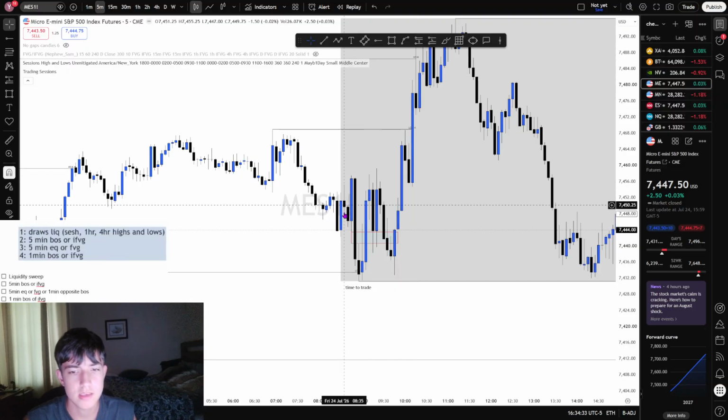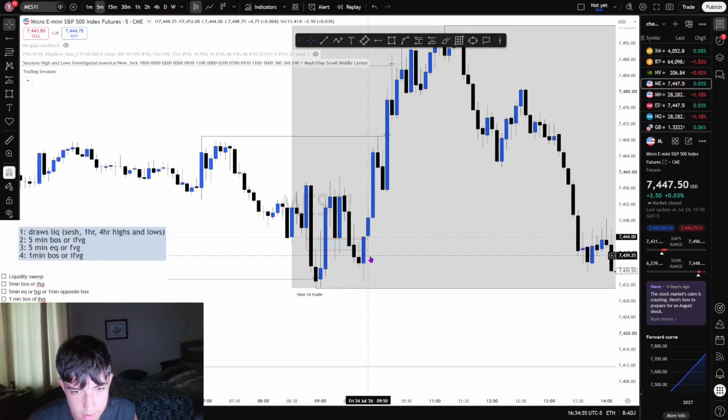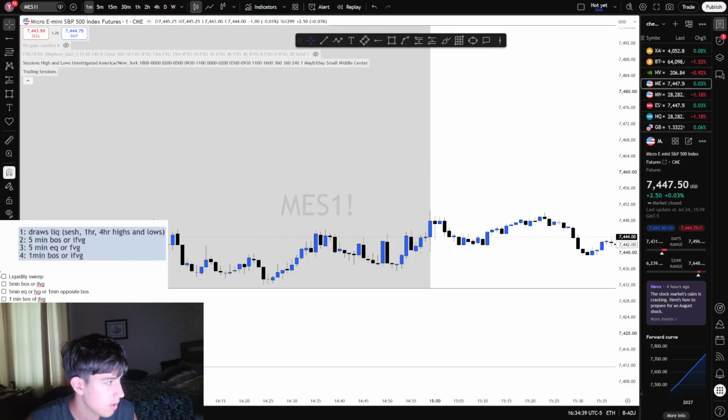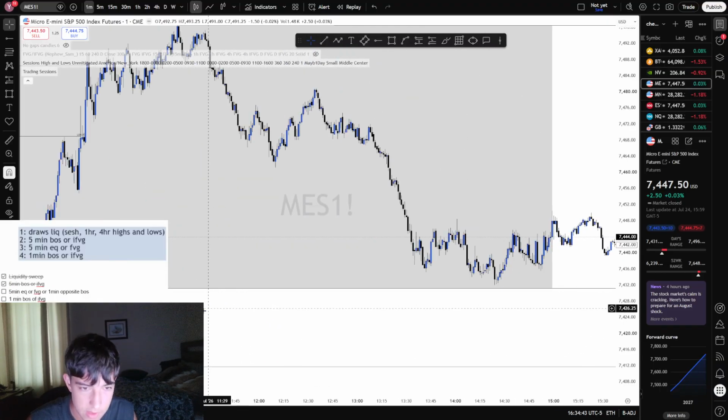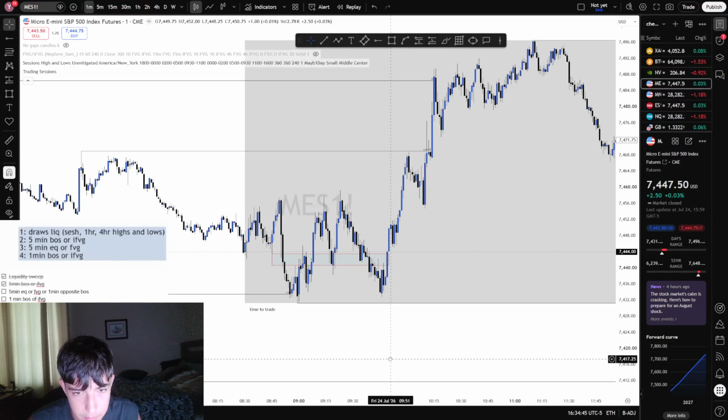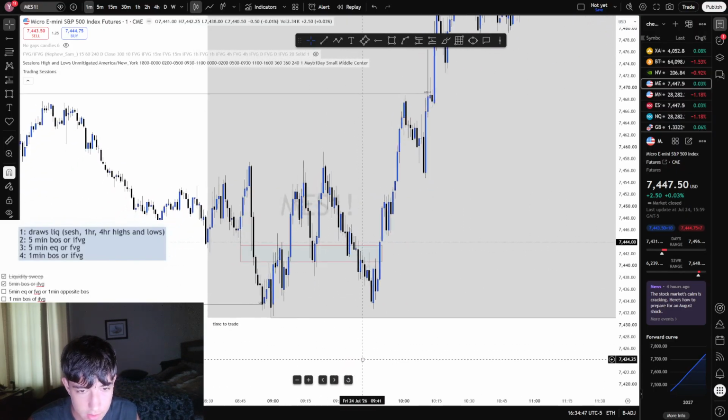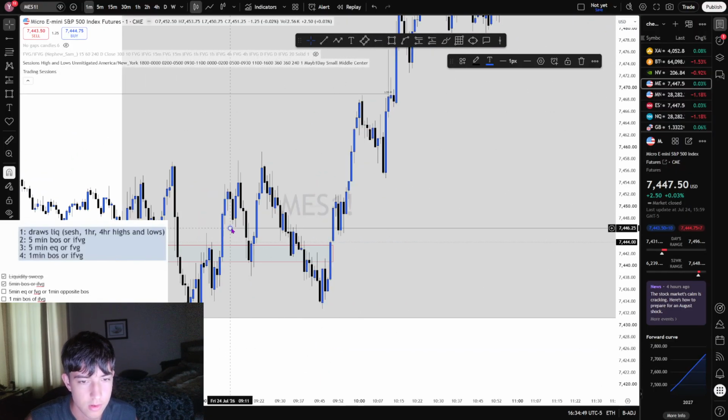But in this scenario, we have an inverse fair value gap, and the price goes back into this. So as we can see, we can do a liquidity sweep and a 5-minute inverse fair value gap. Then we see a break of structure to the downside on the 1 minute, which happened right here, broke structure.